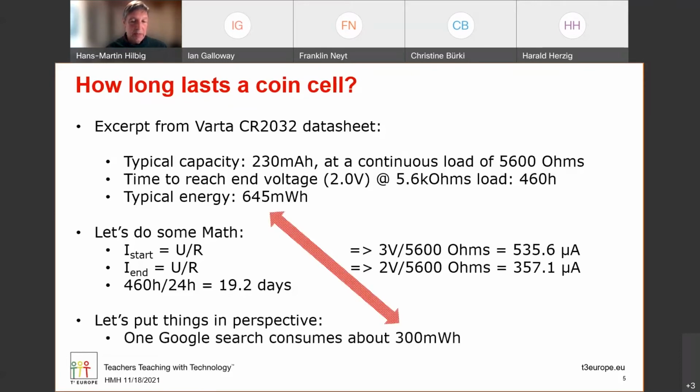Putting this into perspective, this is one of the funny analogies I always like to make: think about what you do every day. I don't know, more than one time, I would guess, is do a Google search. As stupid as your search may be, it will consume about 300 milliwatt hours, right? And the typical energy stored in a coin cell is 645. So a little more than 2 Google searches will consume the energy stored in a coin cell. Or, to put it in a more radical analogy, you throw away a coin cell for every 2 Google searches, no matter what you search for, right?